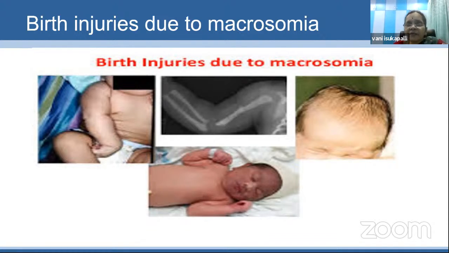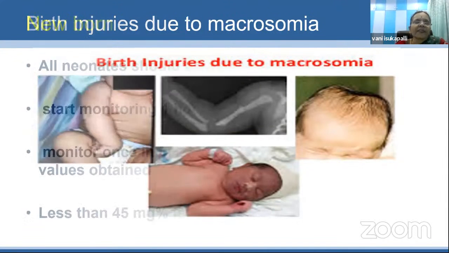The second film shows an X-ray with a fracture of the humerus, and the third one shows a cephalhematoma. So here you can see a plumpy fetus with a congested face. All these are relevant birth injuries possible in the case of a large baby. Therefore, it is highly essential that a senior, experienced obstetrician handle these particular cases.